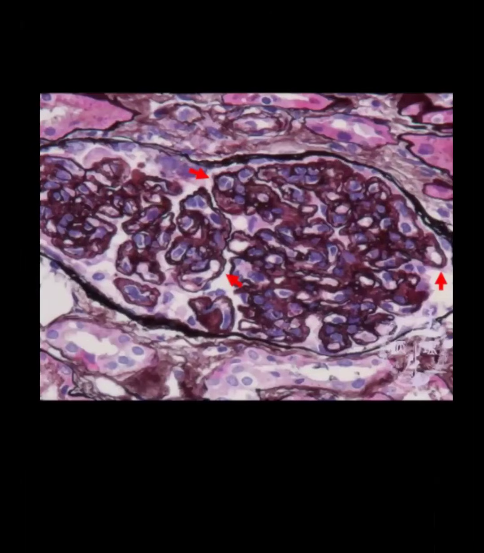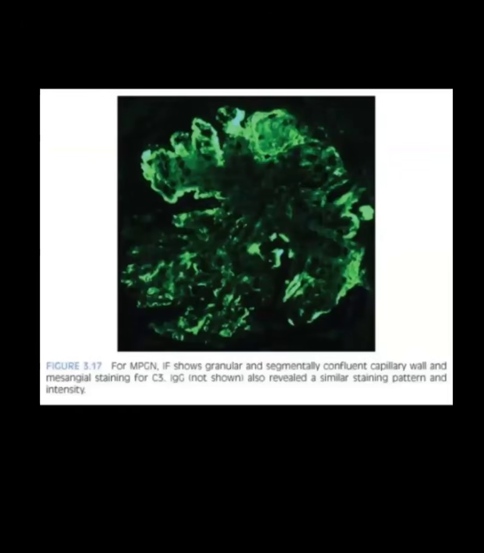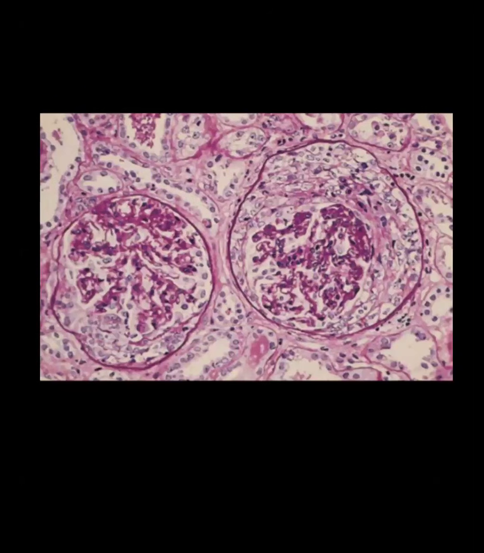So what is it showing here again? Double contouring. Okay. So here you can see the MPGN pattern, granular as well as segmental capillary contour. So what is the diagnosis here? Sir, this is crescent formation. Very nice. It is actually RPGN and crescent.